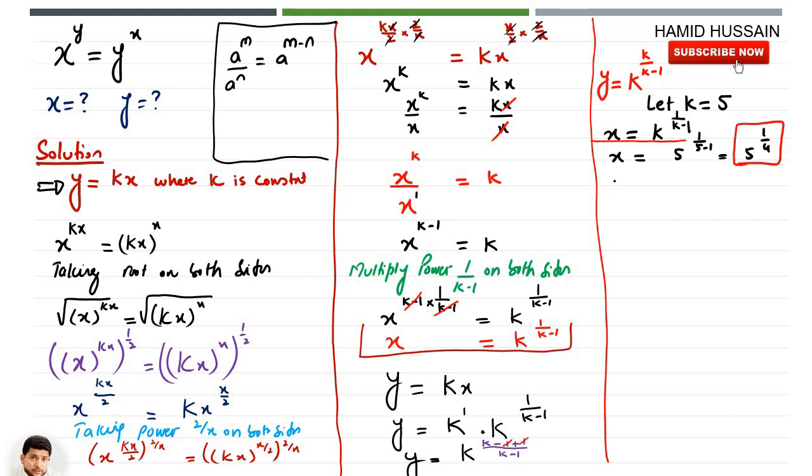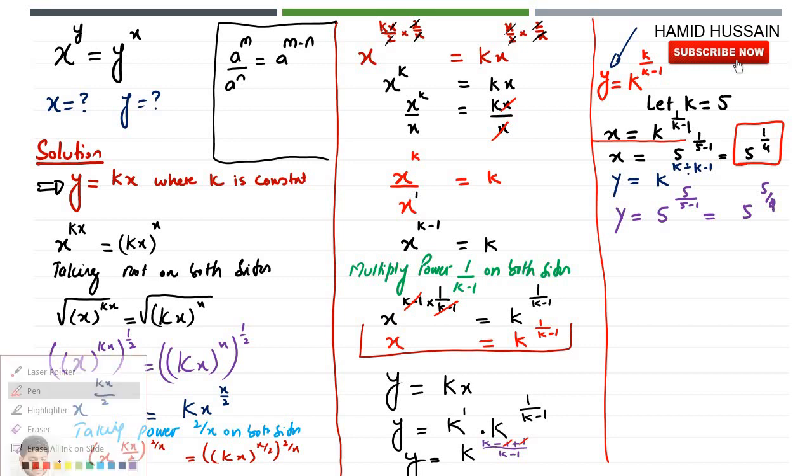Now let's find out y. Here y equals k to the power k divided by k minus 1. Have a look at this, y equals k^(k/(k-1)). So what I need to do, I need to put the value of k, that is constant, which is 5. So I am writing 5 to the power 5 divided by 5 minus 1, that will be 5 to the power 5 upon 4. So now I have the answer of x and y.